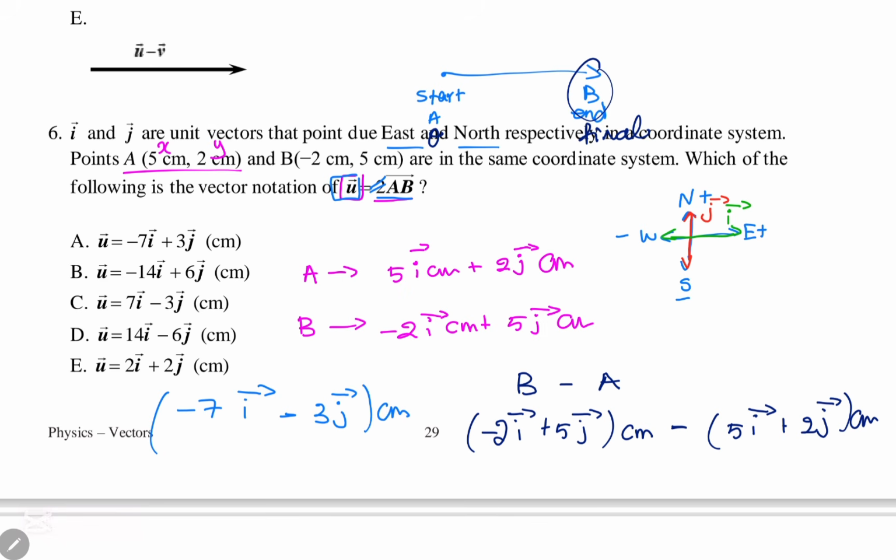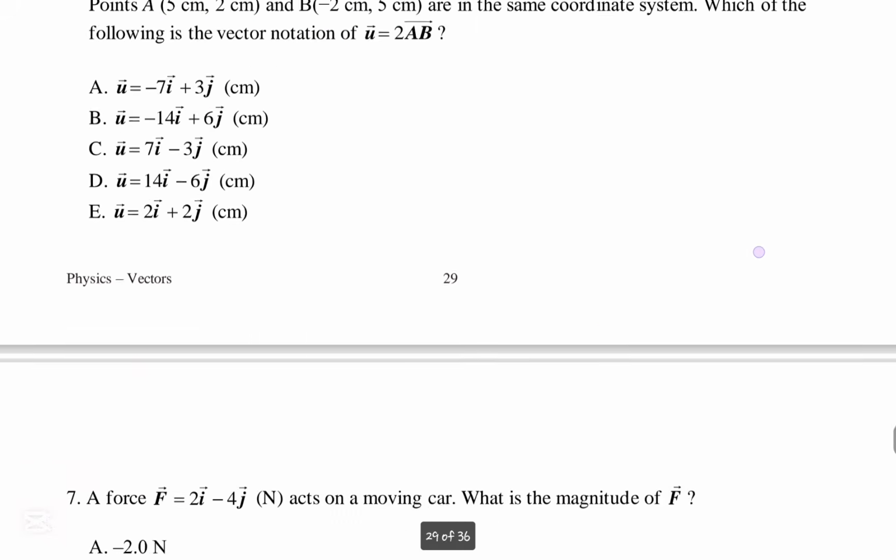But now don't forget that we had a 2. If you don't multiply by 2, everything will be ruined. So let's multiply by 2. Excuse me, I forgot to put the plus. So as a final answer, I will get minus 14i plus 6j, and all of it is multiplied by centimeters. So my answer is B. Let me check the answer key. Yes, it is the correct answer, so that is it for question number 6, okay?